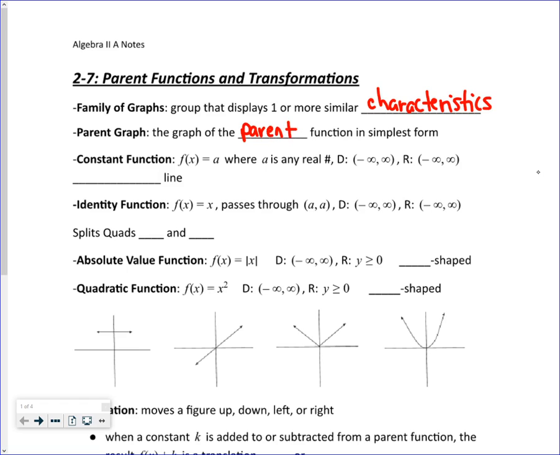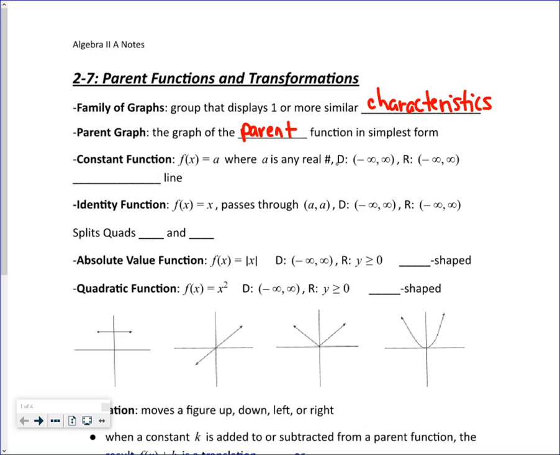All right, a constant function, f of x equals a. What's f of x fancy for, by the way? What's f of x really? Just a y, right? So if I have like y equals 7, okay? It's just a horizontal line, isn't it? That's a constant function because it's just a constant. It's just a 7. There's no variable there, all right?